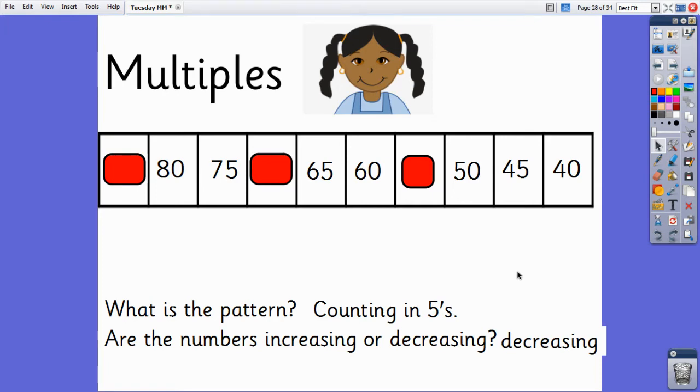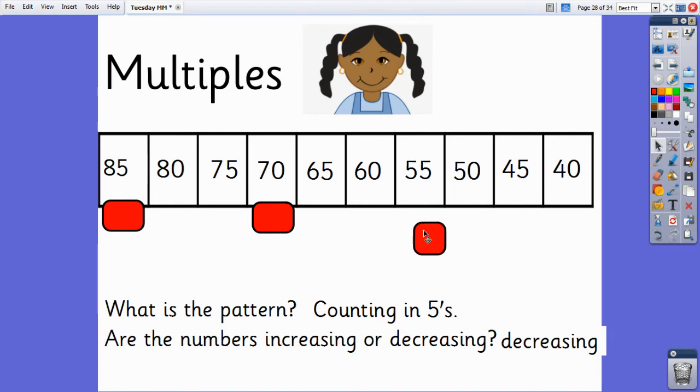Now can you pause the video and find the missing numbers in my number track? Let's check our answers. 85, 80, 75, 70, 65, 60, 55, 50, 45, 40. Good job.